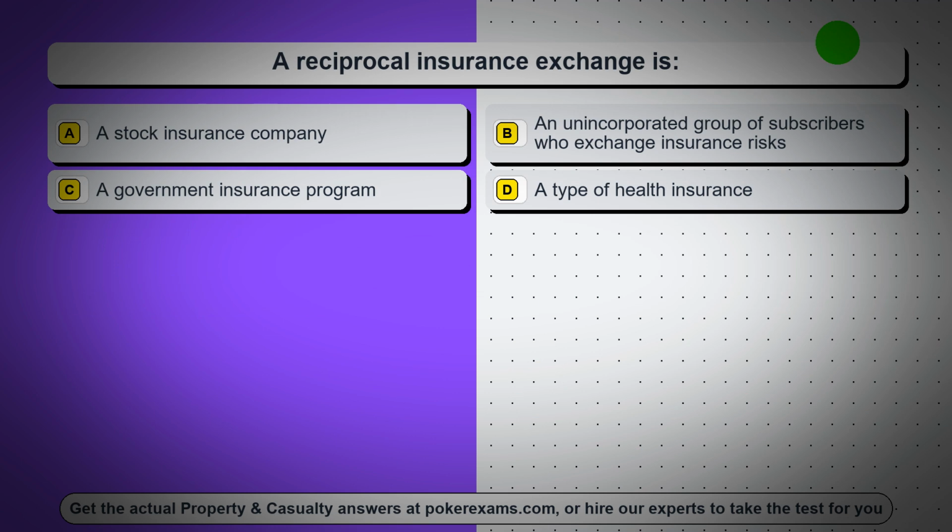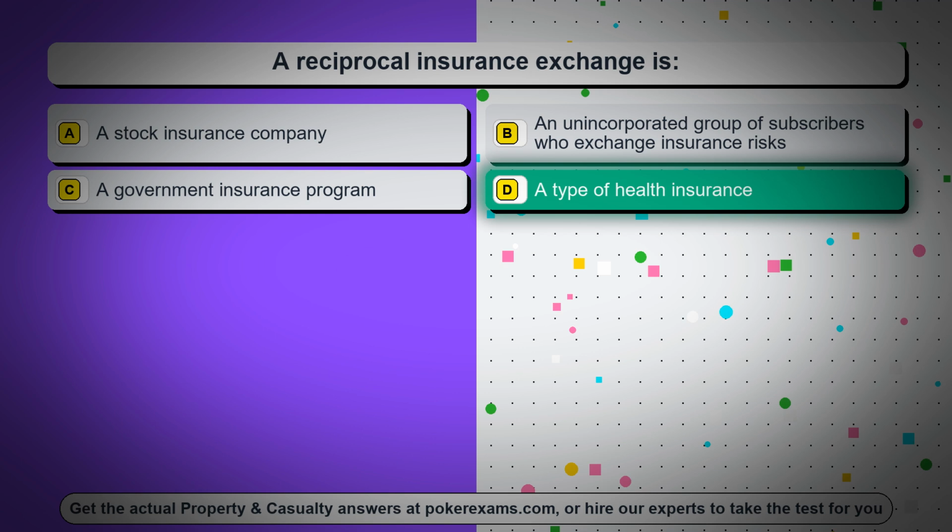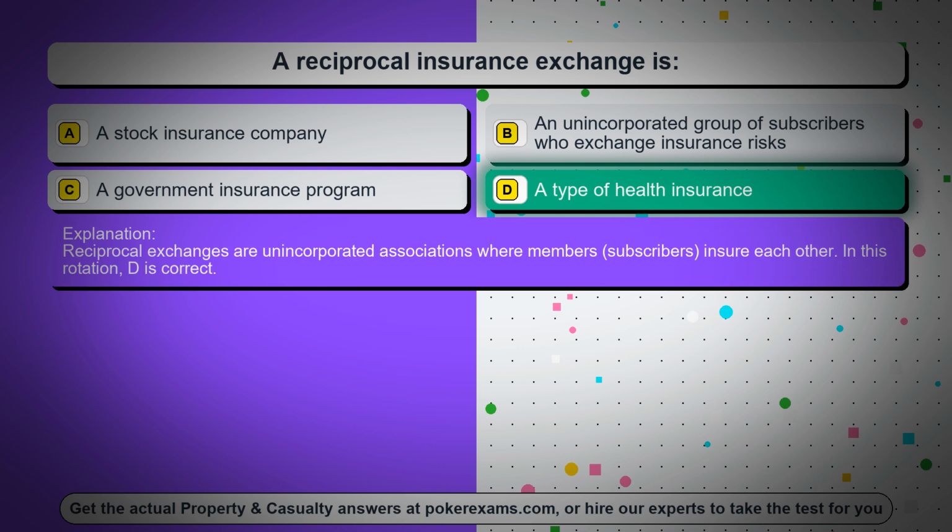Question 19. A reciprocal insurance exchange is: Option A, a stock insurance company. Option B, an unincorporated group of subscribers who exchange insurance risks. Option C, a government insurance program. Option D, a type of health insurance. The correct answer is option D, a type of health insurance. Reciprocal exchanges are unincorporated associations where members, subscribers, insure each other. In this rotation, D is correct.